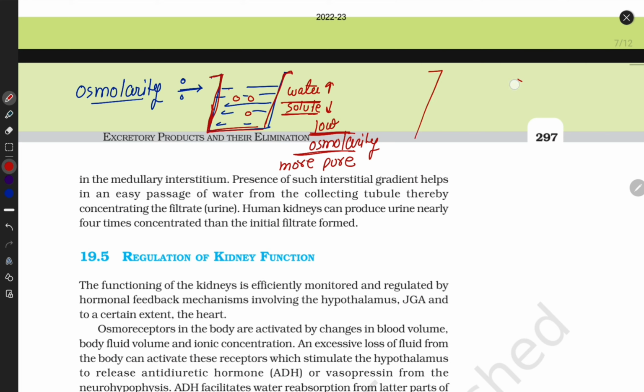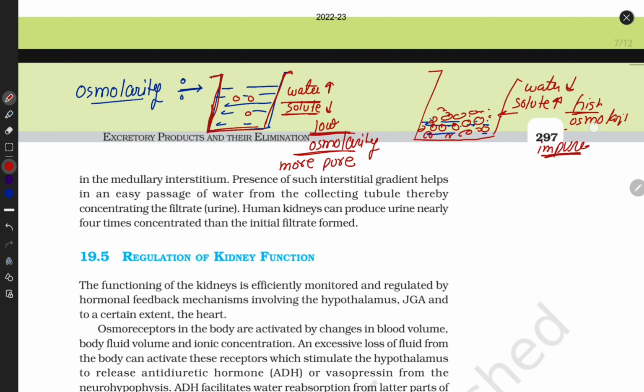If this container contains low water and high solute, then water is very low and solute concentration is very high. So this container has high osmolarity. This water is impure, because it has more solute compared to water.